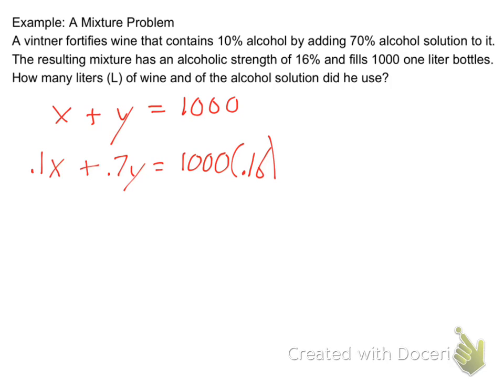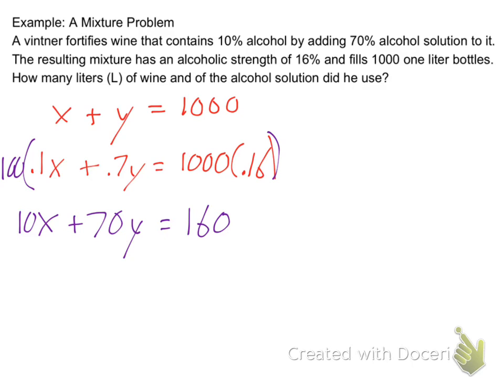What do I have to multiply that second equation by to get rid of my decimals? Not by 10, but 100, because there are two decimals here. Again, this particular problem would take care of itself there, but I'm still going to multiply the second equation by 100. So I end up with 10x plus 7y equals 16,000. Can you guys agree with that?